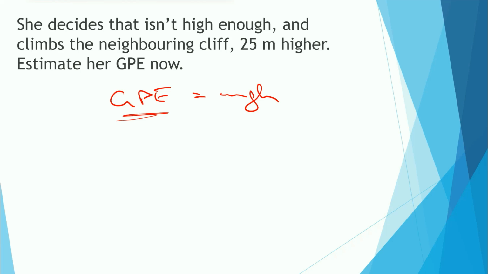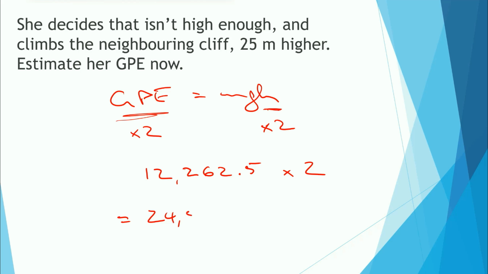We can see here that GPE is directly proportional to height. Now the height has doubled because the height was originally 25 meters. She climbed another 25, so the height has doubled, and that means that the GPE is also going to double. So what we can do now is just take our answer from the previous question and times that by 2. And that gives us our new answer of 24,525 joules.